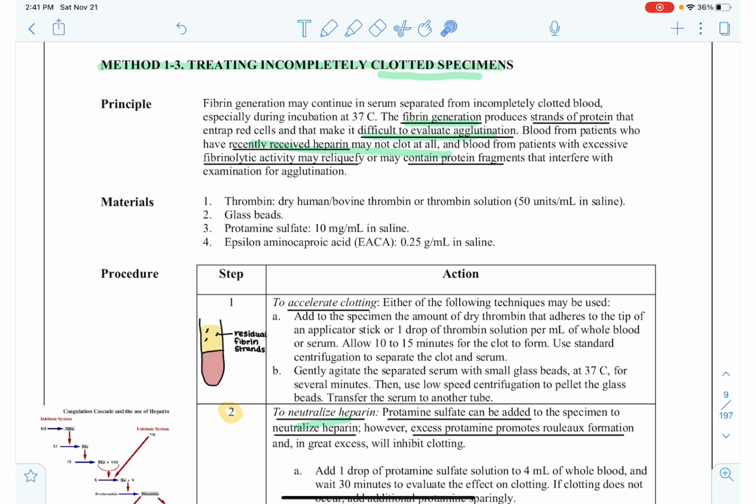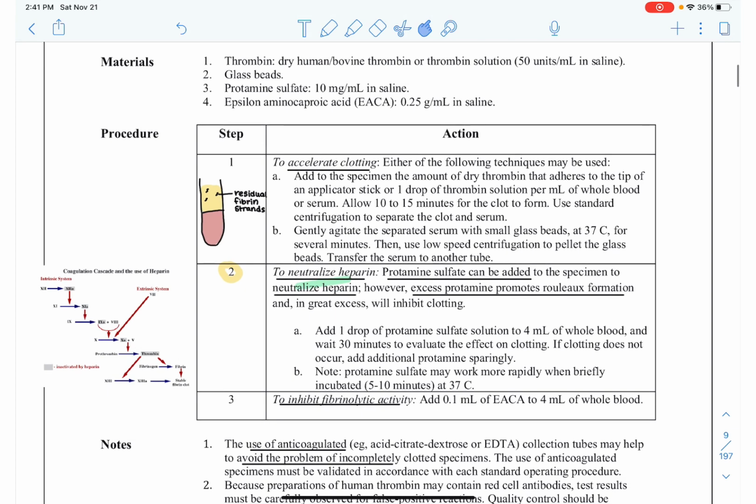This method reviews 3 unique procedures which aim to remove interfering substances impacting the integrity of the sample due to insufficient clotting, like I just said. The first procedure discusses how to accelerate clotting. Referring to the principle above, decelerated clotting is due to fibrin generation, which entraps red cells and makes it difficult to evaluate agglutination. The procedure goes as follows.